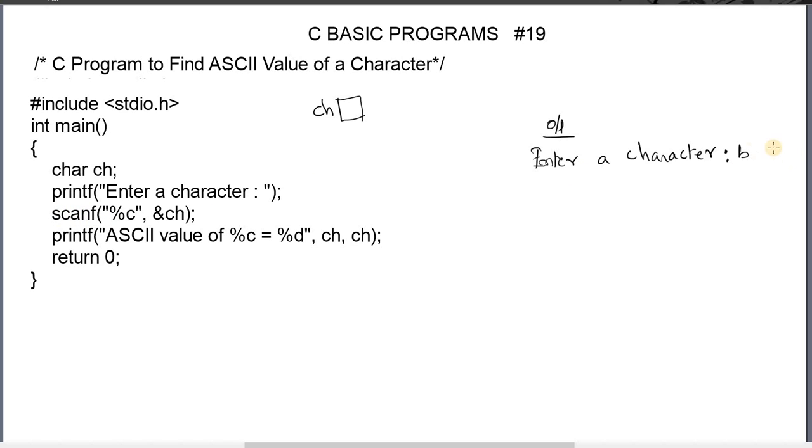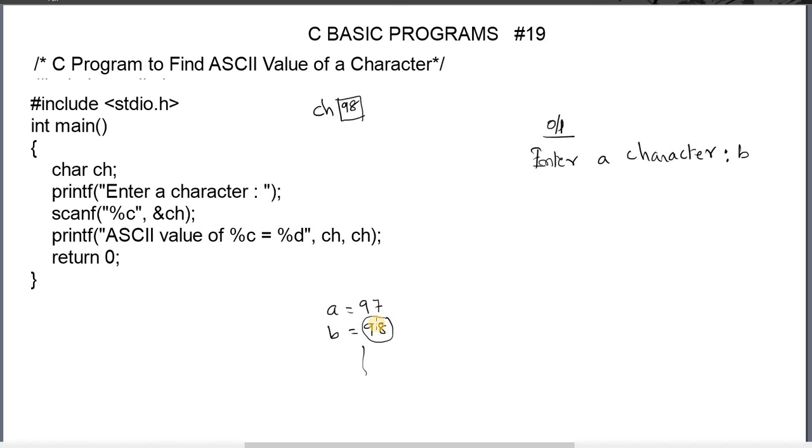The scanf takes this character B and stores 98 here, because characters cannot be stored in memory directly. Every character is converted into a number. That number is called the ASCII value. The ASCII value of capital A is 97. Small b ASCII value is 98. Every character is converted into a number. This number, the ASCII value of b, is 98.